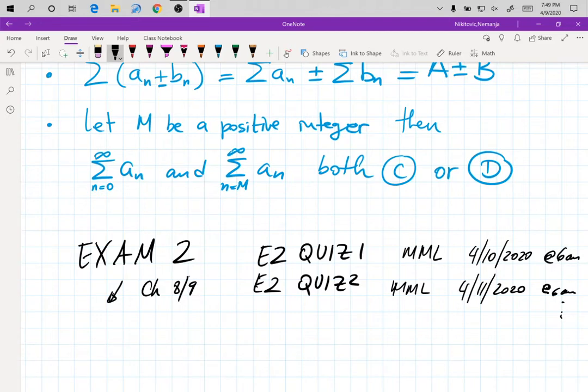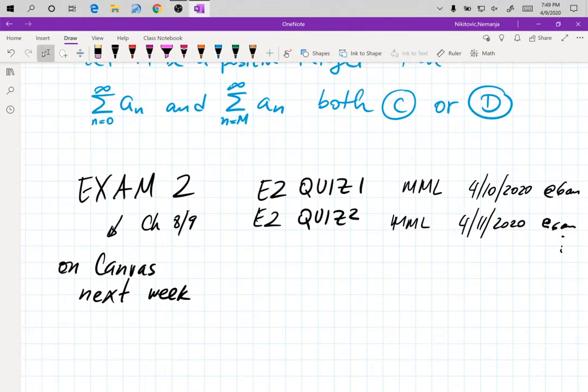Now, exam 2, which is chapters 8 and 9, on Canvas next week. It will be open multiple days, so whenever you have the chunk of time to do the exam, because the exam has to be done in one shot. You can't save and reopen. Once you sit down, you have to go through the exam, and when the time expires, the exam will shut down.